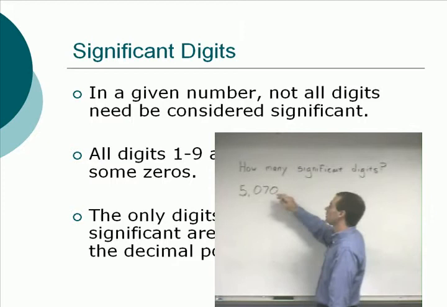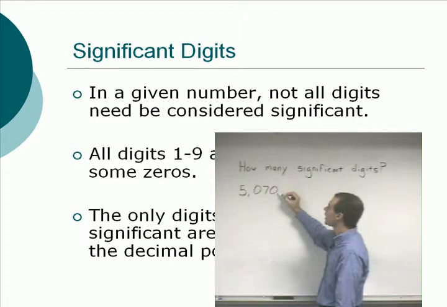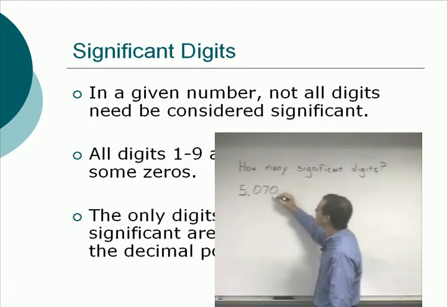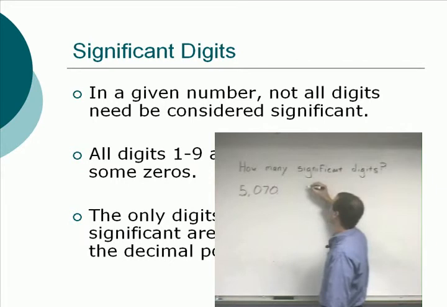This 0, however, could be rounded off. This could be rounded off to 70. It might be 5,069. It might be 5,072. Since this 0 is hanging off the end of the number and its only job is to locate the decimal point here, we would assume that this 0 is not significant. This one is, and so we have 3 significant digits.